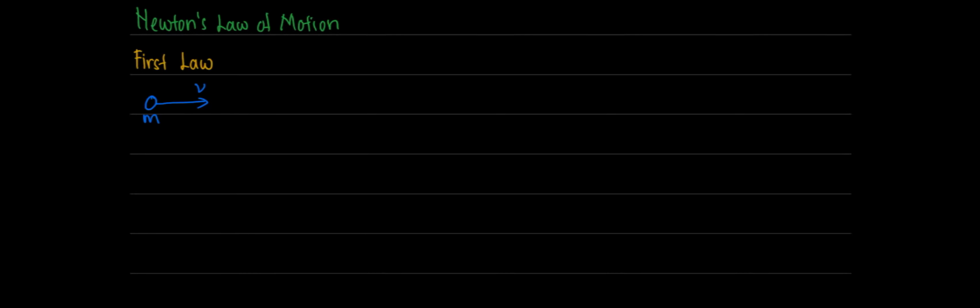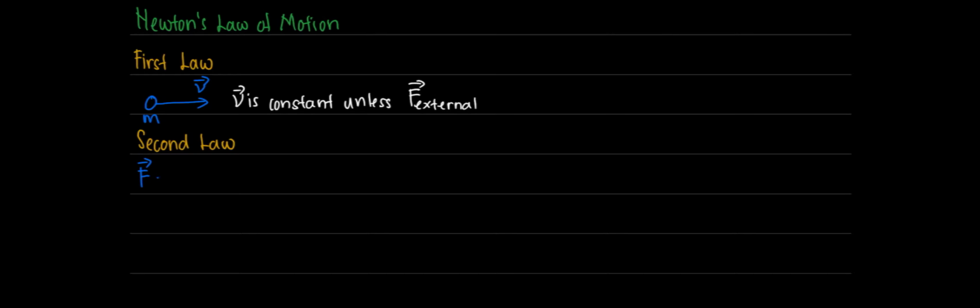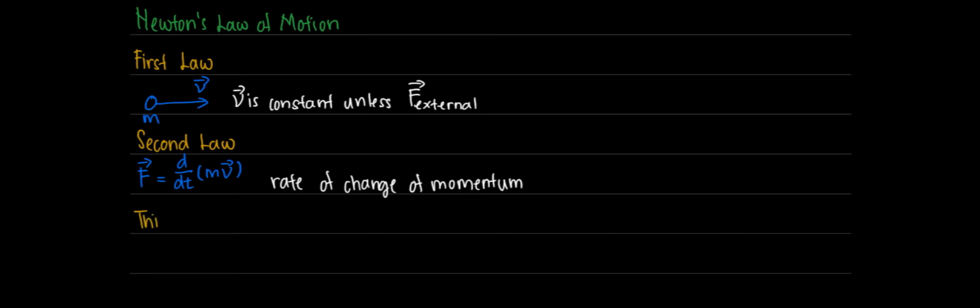Newton's first law is essentially a statement of inertia. An object of mass m will move at constant velocity unless there is an external force. Newton's second law defines this force as the rate of change of momentum of an object. Finally, the third law states that every action has an opposite reaction. This is closely related to the conservation of momentum.